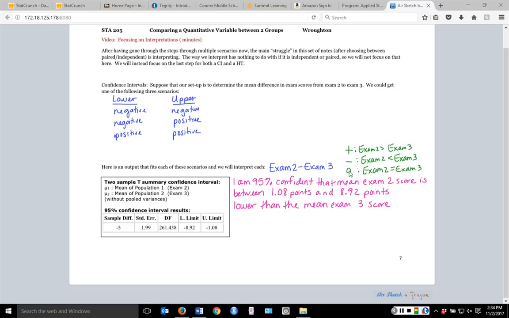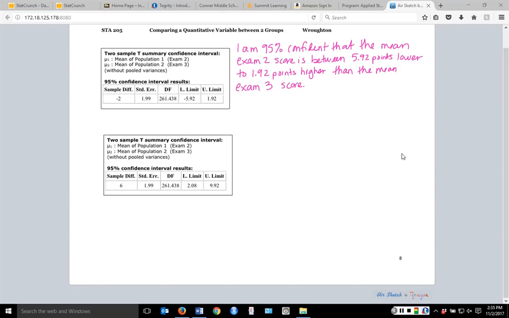Positive numbers tell us that exam 2 is higher than exam 3. So my interpretation here, again, would start the same. So I am 95% confident that the mean exam 2 score is higher than the mean exam 3 score.